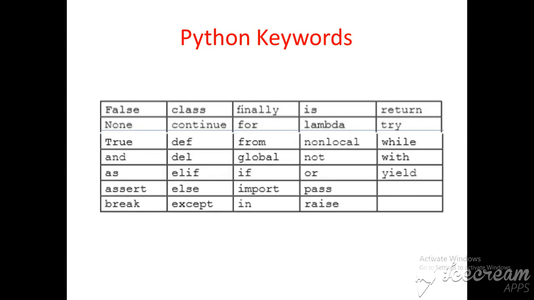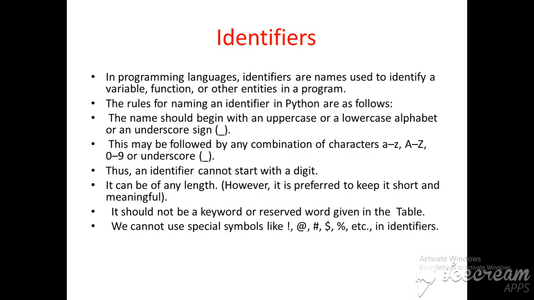Okay, so your next topic is identifiers. Identifiers, in any programming language, and here we are studying Python, are the names used to identify a variable, function, or any other entity in a program. We can give names to variables, functions and classes in a Python program. So these are called identifiers.